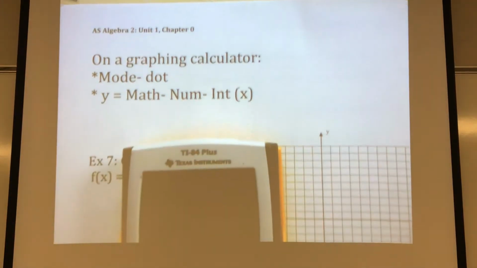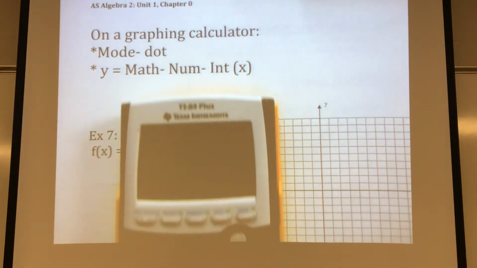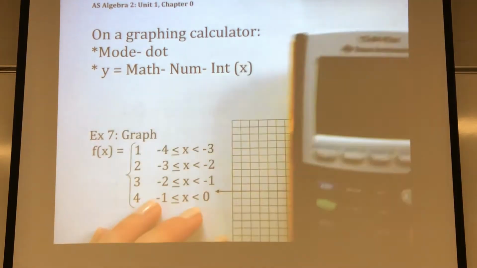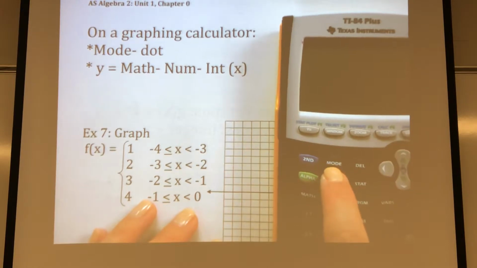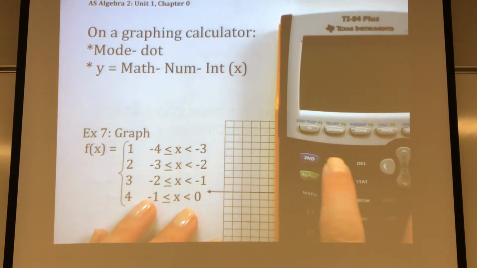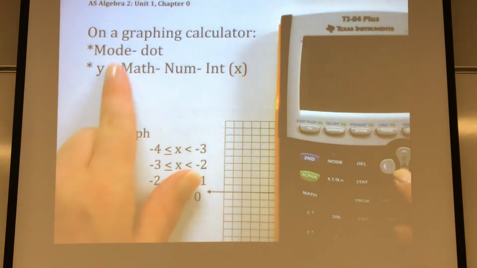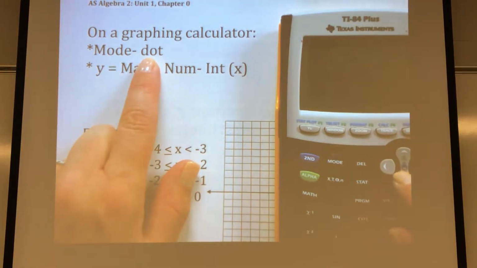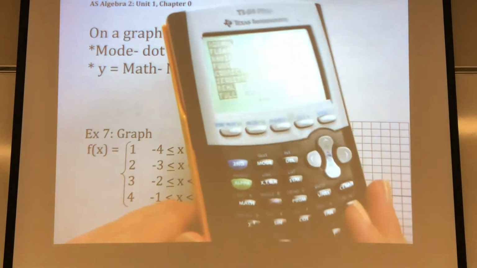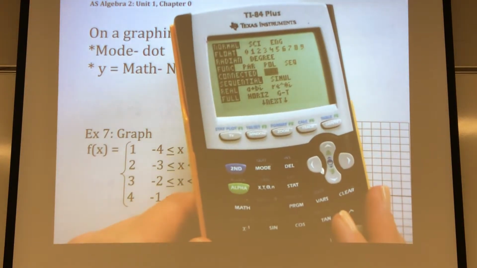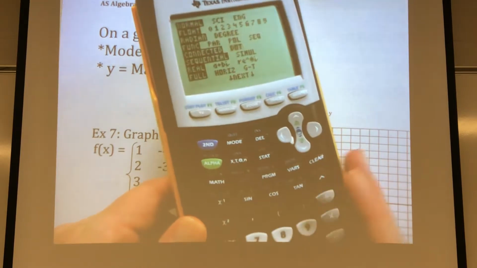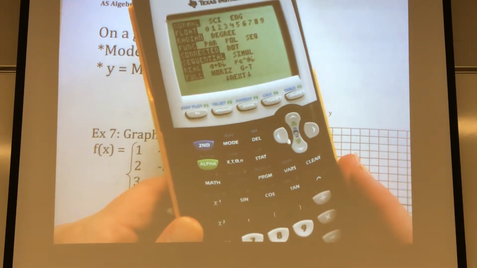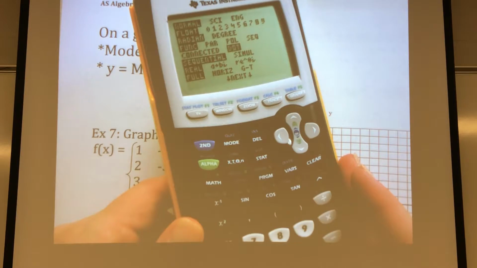On the graphing calculator, we're going to first go to mode, and mode is right next to your second button. So we're going to hit mode, and we want the dot mode. So go down to where it says connected or dot, arrow over to where it says dot, and then once the cursor is flashing on dot, hit enter so the dot is selected.